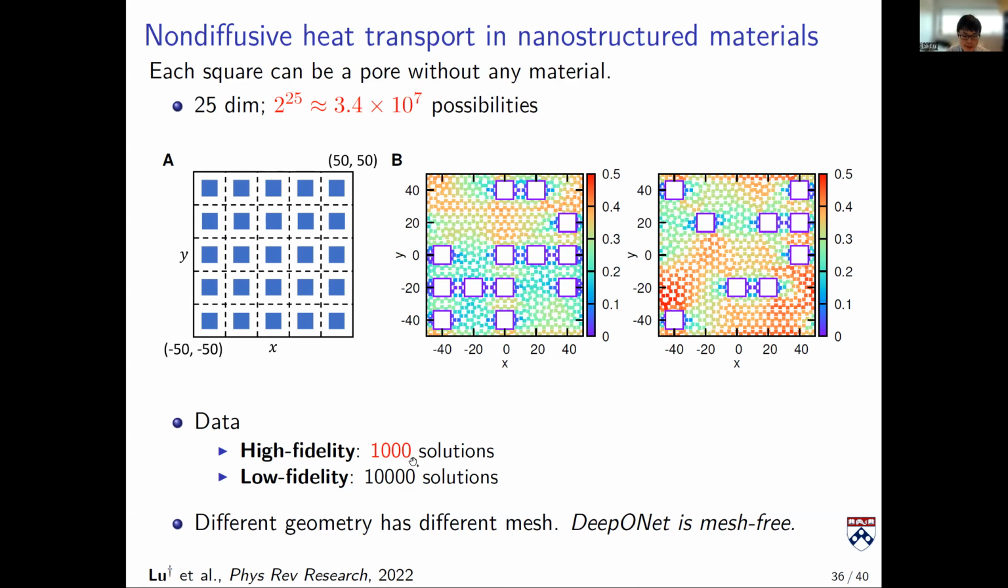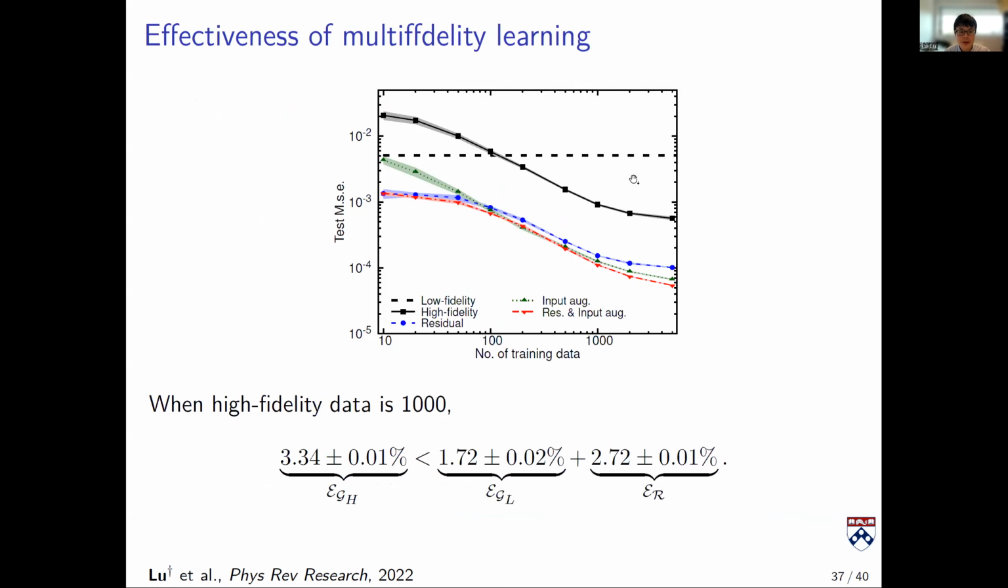For the data set, we have 1,000 accurate solutions from numerical solution, and another 10,000 less accurate numerical solutions. The accuracy of the low fidelity is the dashed line, roughly a mean square error of 10 to the negative 2. So you can see it's really low accuracy. If we train the network only from the high fidelity solutions, with only 1,000 solutions, the accuracy is 10 to the negative 3. But if we merge the high and low data sets by using this multifidelity DeepONet, we can have one order of magnitude smaller error compared to only using the high fidelity solution.